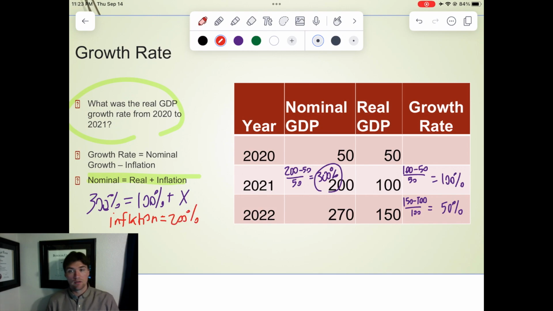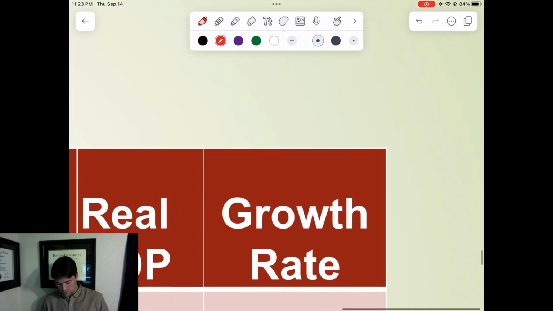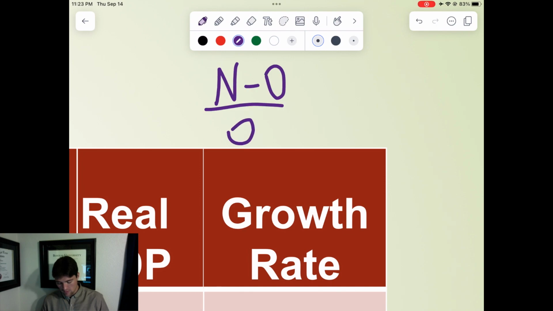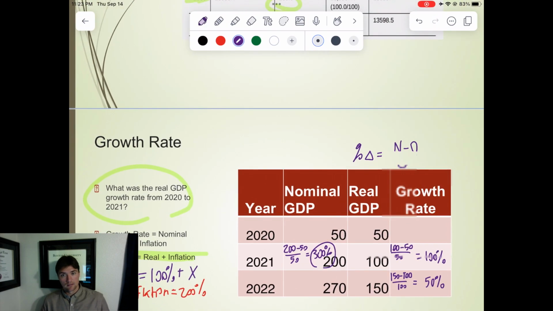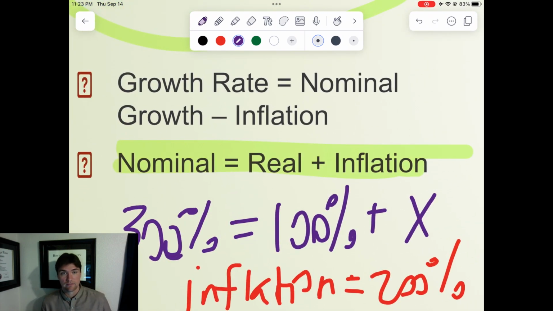The main things I really want you to understand on this one is the growth rate: new minus old divided by old. That is the growth rate, that's the percent change. And then I also want you to know that nominal is equal to real plus inflation. Very, very important formula there.